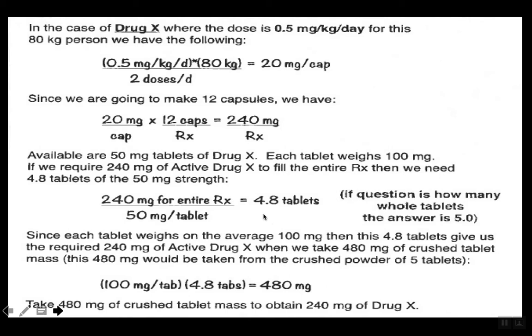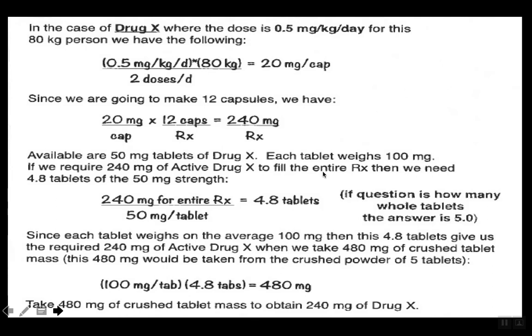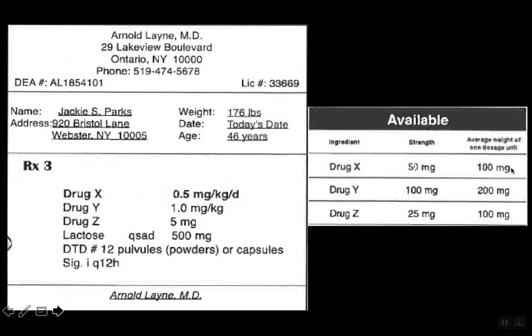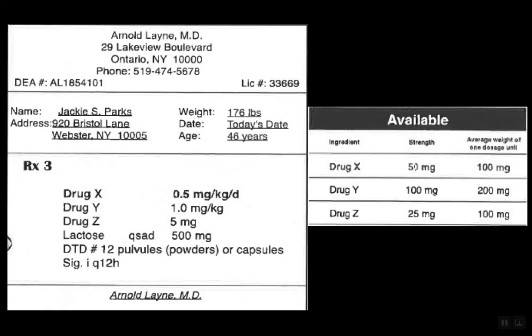Using a proportion, you can find how much you should take out. In this case, you're going to take out 480 milligrams. Each tablet is going to be 100 milligrams, with 50 milligrams of active ingredient. Then you take out 480 milligrams of that, and that would be for drug X. You do that same thing for drug Y, same thing for drug Z. Pretty straightforward. Once you get the total powder for drug X, drug Y, drug Z, you add them together.